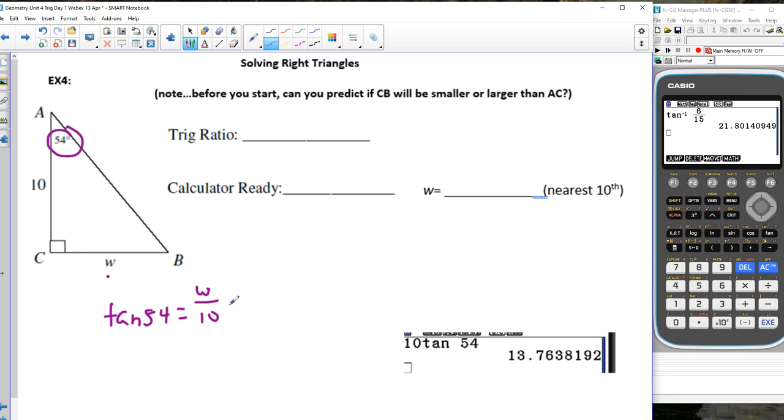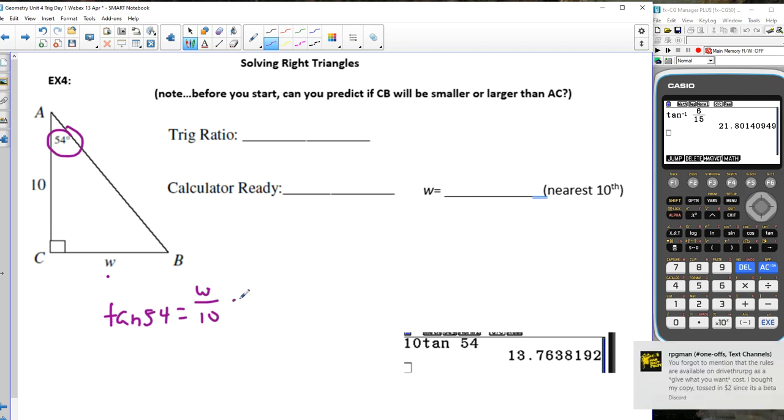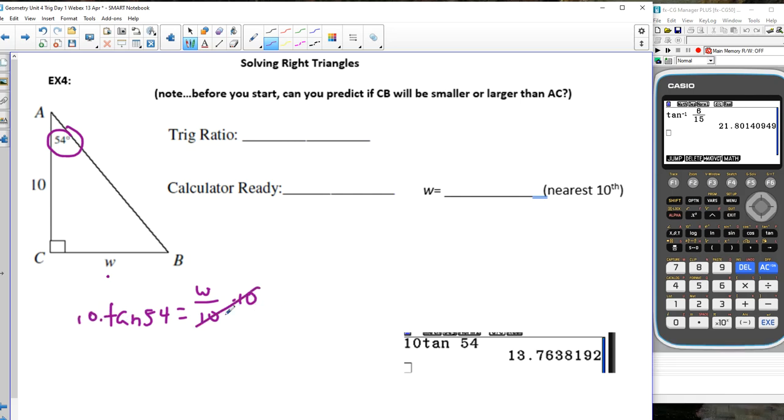A little bit of algebra, we're going to multiply by 10 on both sides. So we multiply by 10 here and 10 here. So we're going to cancel that out. And we're going to put in 10 tangent 54 in the calculator. And that's exactly what I did right here.